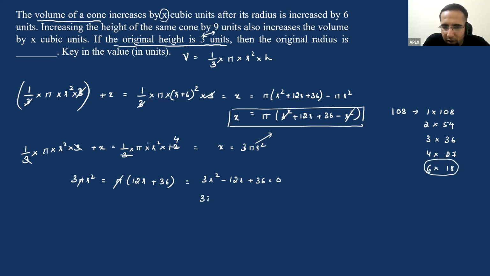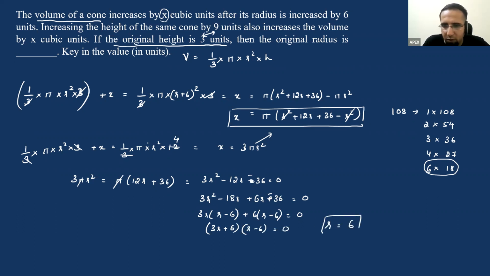So I can write 3r square minus 18r plus 6r minus 36, sorry, this is minus 36, is equal to 0. So I can take 3r common, which will give me r minus 6, plus a 6 common, which will again give me r minus 6 is equal to 0. So in short, we have 3r plus 6 and r minus 6 is equal to 0. Now, since the radius is always positive, we know that the radius of this cone should be equal to 6 units. And that is what the question is asking you. And therefore, the answer here becomes 6.